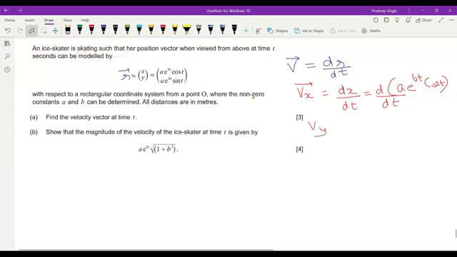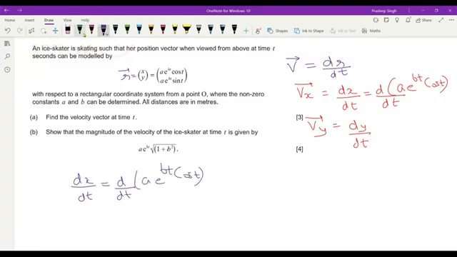Similarly, for the y component of the velocity, we'll do dy by dt. And the y component is at the bottom. So to get the answer, the final velocity vector at time t, let's differentiate x and y with respect to time. Dx by dt will be equal to d by dt of a e to the power bt into cos t. So now, as you can see, there are two functions of time. So we'll have to use the product rule.